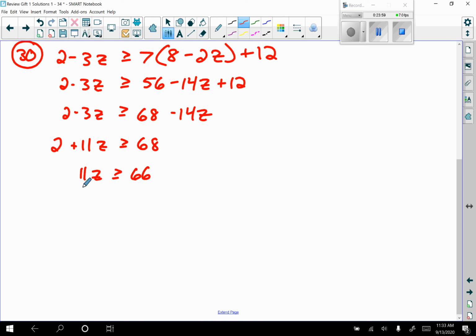Divide by 11, it's positive, so my sign stays the same, and I get z is greater than or equal to 6. 6 is my special number. Closed endpoint. Greater than means shade to the right. So I'm going to start with a bracket, 6, and then comma infinity with a parenthesis.